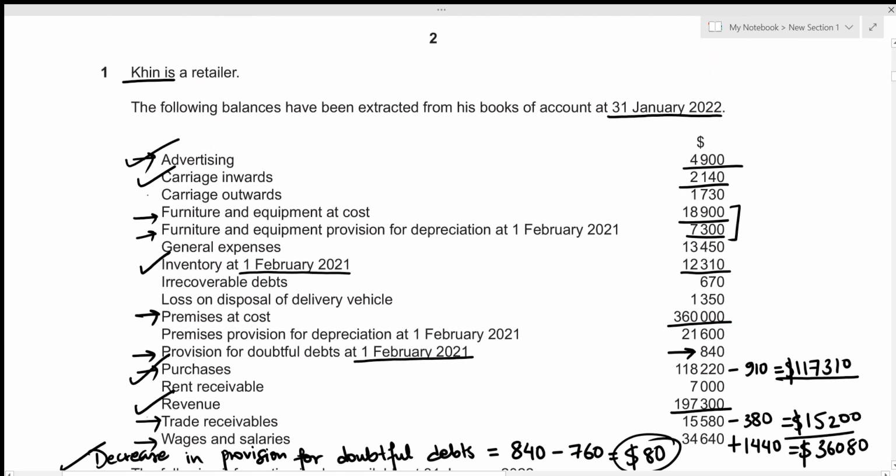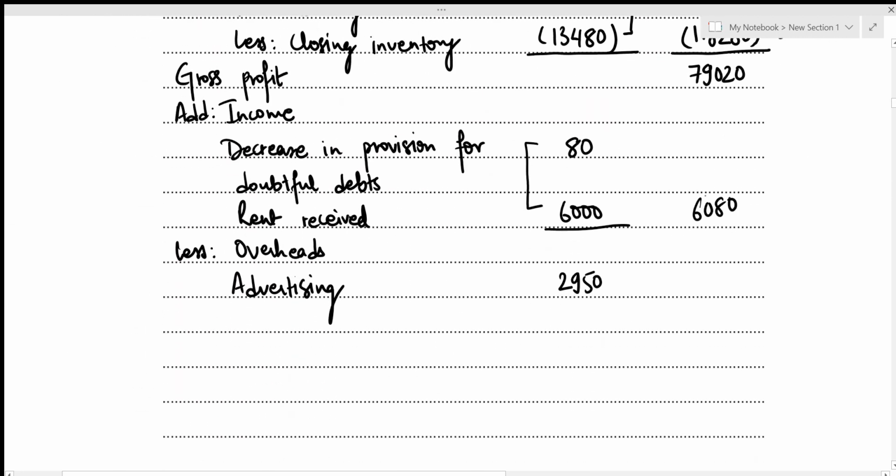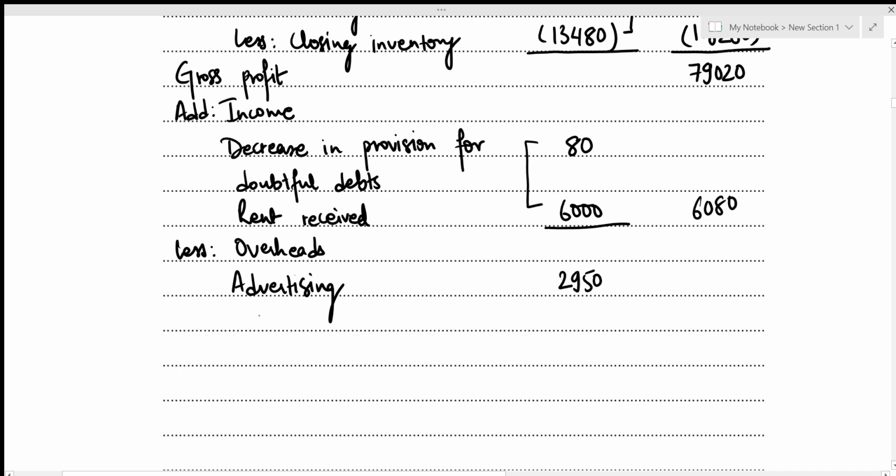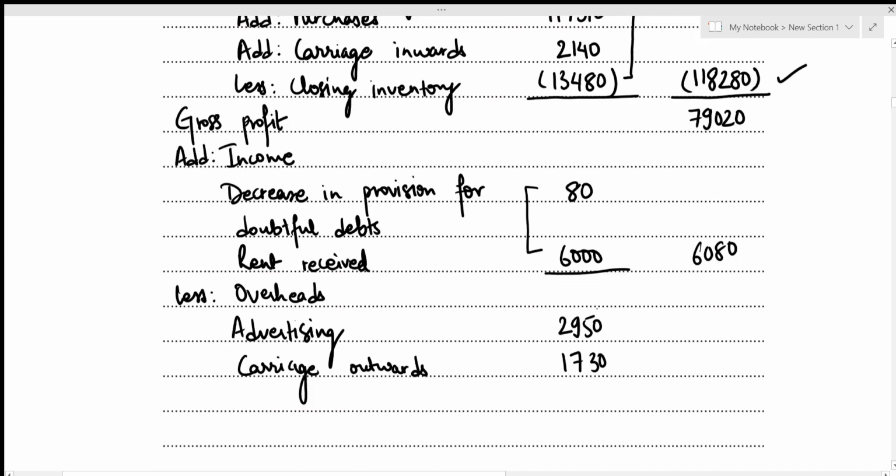Then we are given carriage outwards, which is again an expense, right? So this needs to be included in our overhead section. This amounted to 1,730. Let's include this. So that's carriage outwards with the value of 1,730. Let's have a look above.